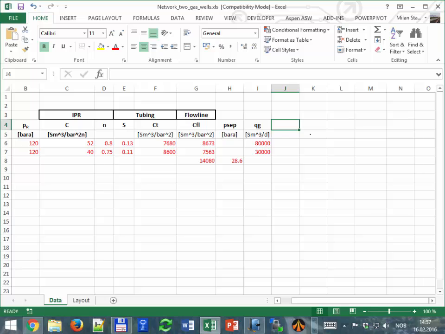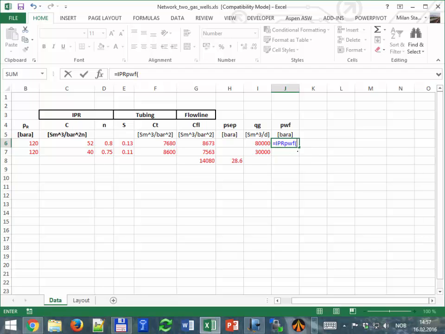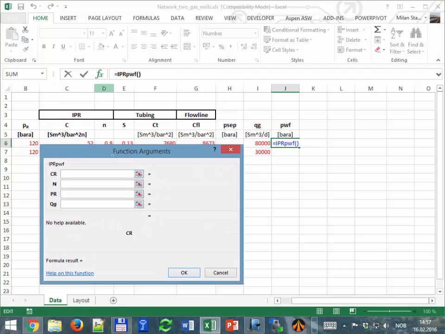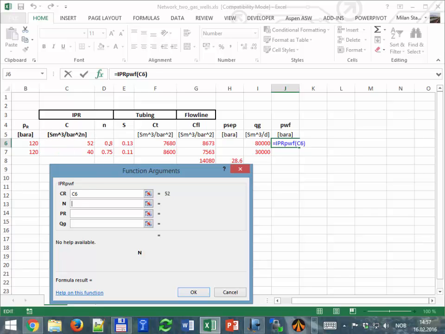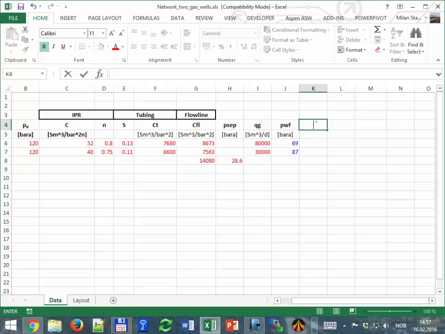So now I calculate from this. I gave the rate, so I can calculate the flowing bottom hole pressure. So PWF in bar, and here is IPR PWF, and let's see what this one needs: the C of the reservoir, N of the reservoir, reservoir pressure, and rate. I drag it down. So now I have to progress even further. I have to go all the way to the wellhead. So PWH.